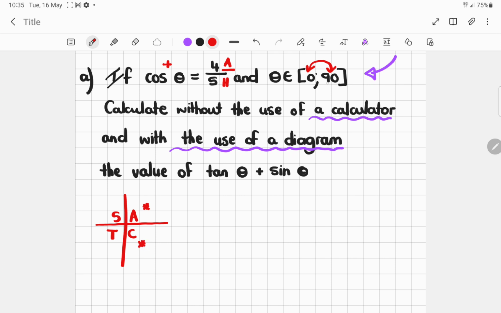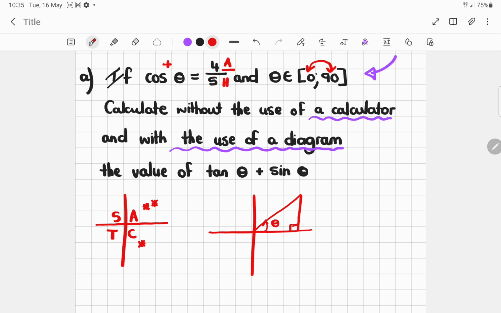But now they tell you, because it's between 0 and 90, we know then that it is in quadrant 1. So we're going to use that, and we're going to draw up our triangle over here. That over there we indicate as theta. Put a little arrow there. And then we know cos is the adjacent.